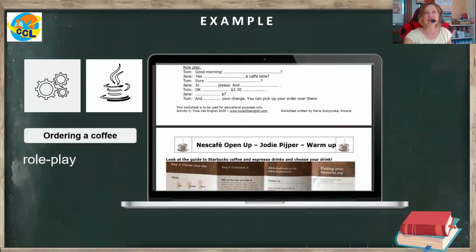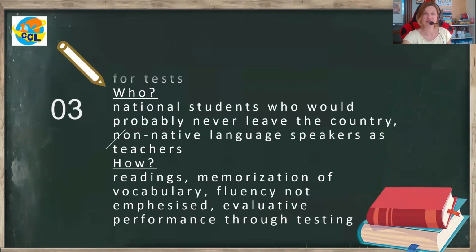Now, here is what we do at CCL. Here you have an example of a task. For example, role play, dialogues and conversation, ordering a coffee. Here you have an example of a role play where you have an exercise, ordering a coffee in Starbucks. Because as we know, there are so many options. It's a very difficult task to actually make a decision what sort of coffee you want. So that's an example of the direct approach to language learning and teaching.